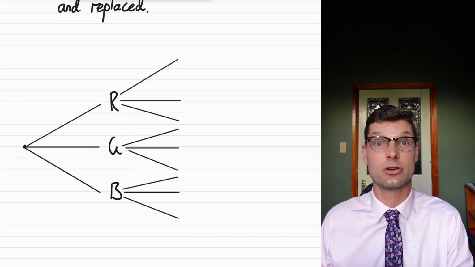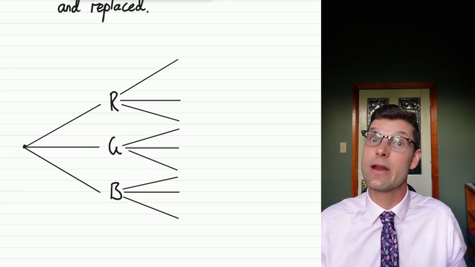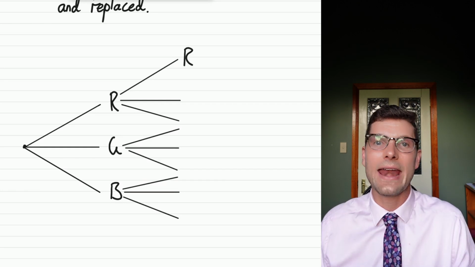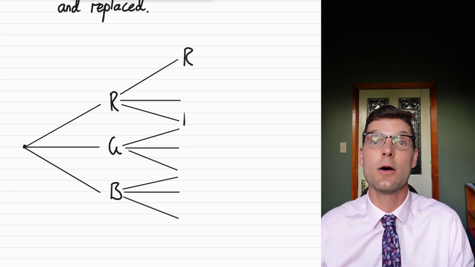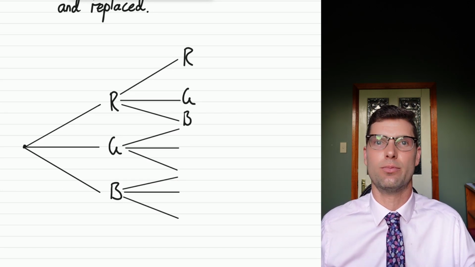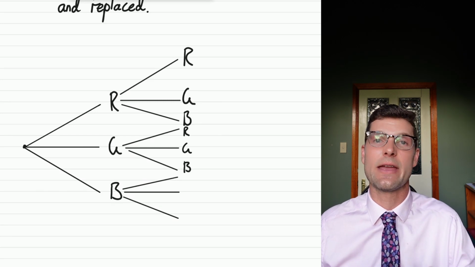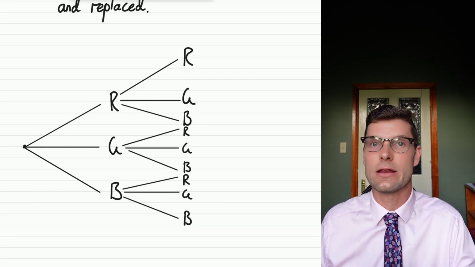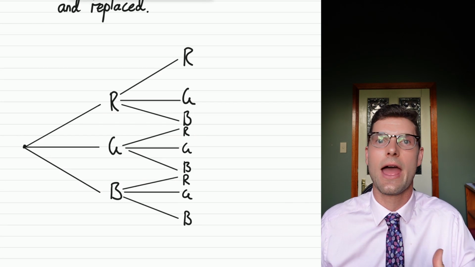So from here, your tree diagram is going to go from 3 branches to 9 branches. And again, we want to write out the outcomes that could have happened off each branch. So this is just going to be a repeat of red, green, blue, red, green, blue, and red, green, blue.